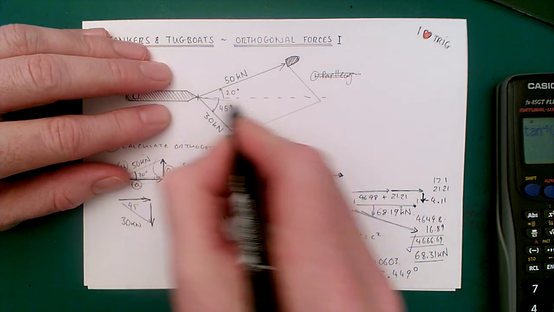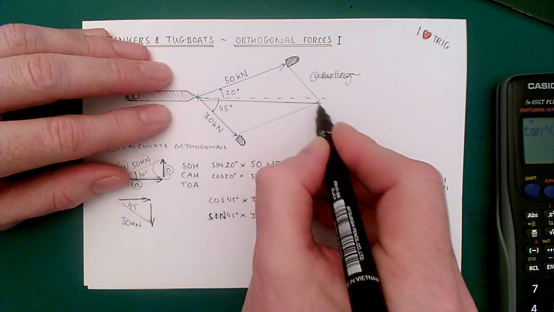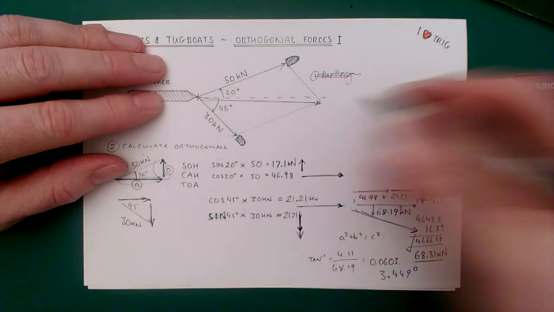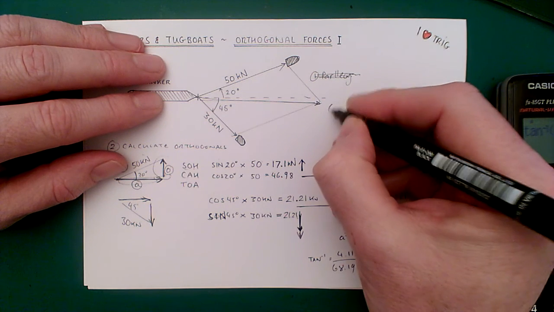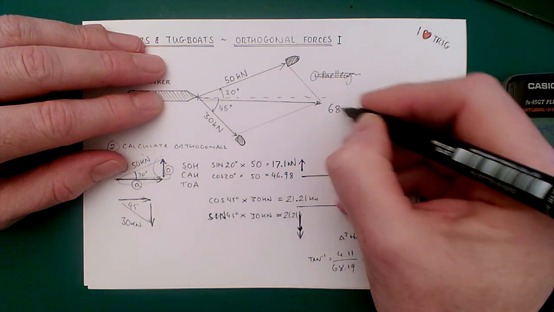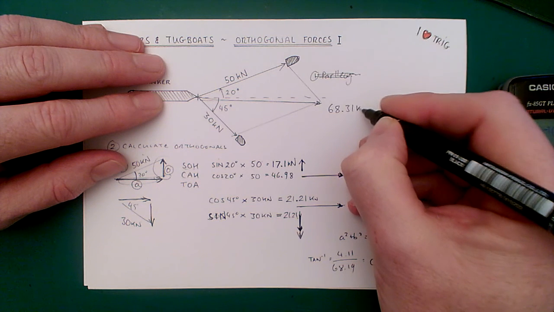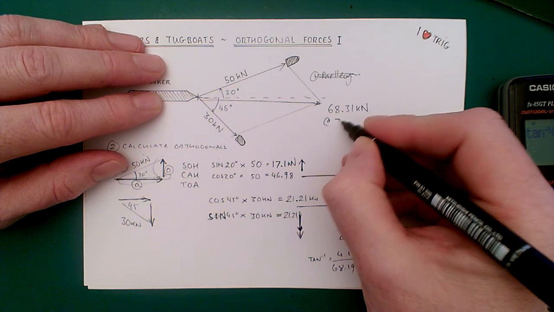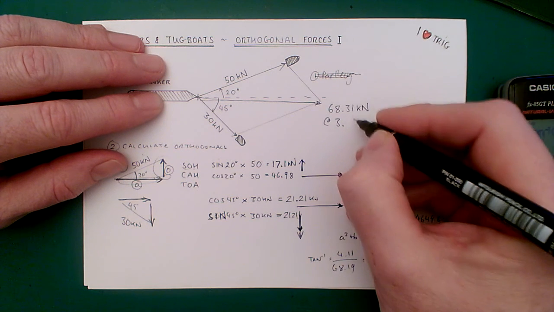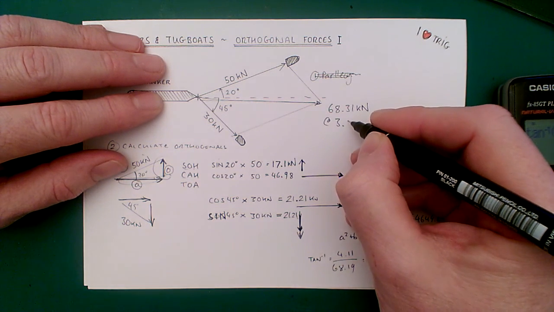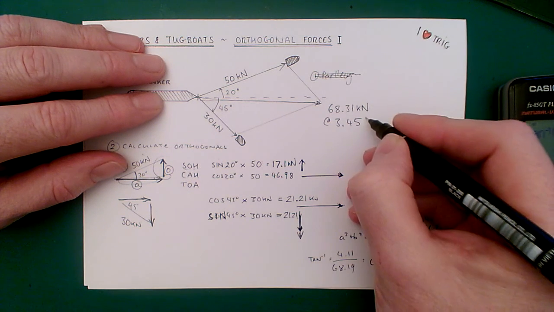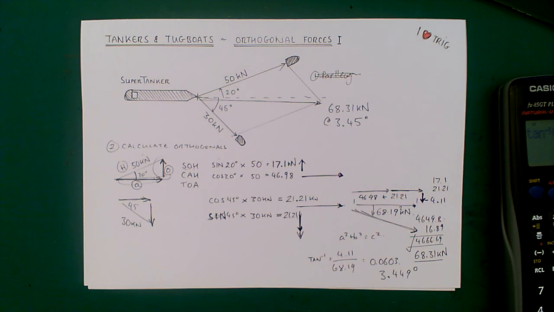So if we look back at our original parallelogram, we would be looking at 68.31 kilonewtons of force at 3. I want to say 5, but it doesn't round up properly to that. 3.45 degrees. I hope you found that useful.